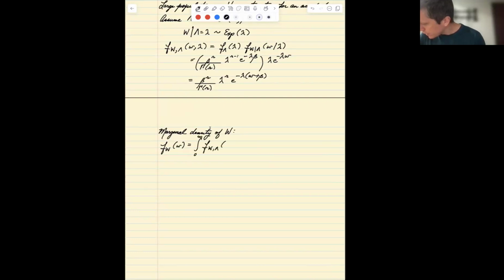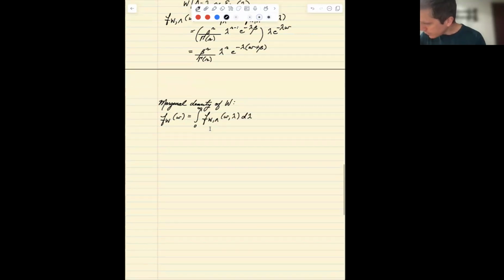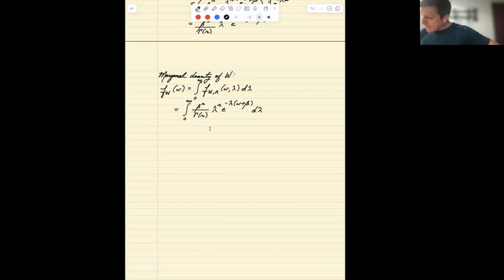from the joint. So this is the integral from 0 to infinity, beta to the R over gamma of R, lambda to the R, e to the minus lambda (W plus beta), d lambda. So we're treating W as fixed and lambda as the variable. So this is beta to the R over gamma of R, integral 0 to infinity, lambda to the R e to the minus (W plus beta) times lambda.